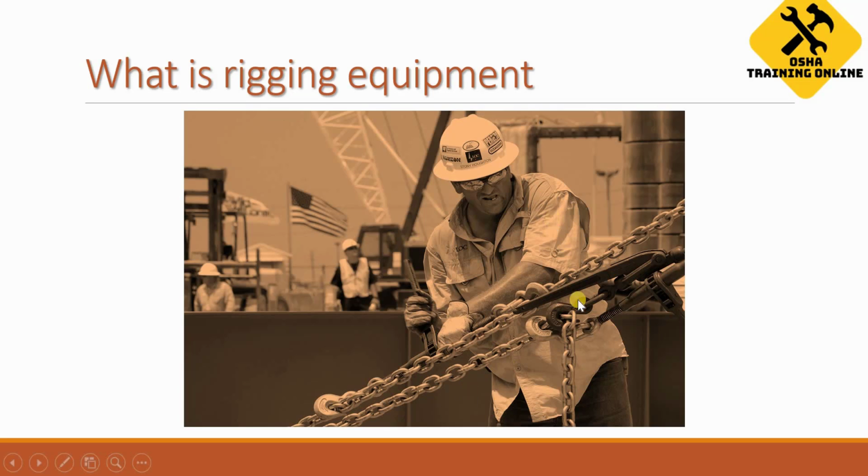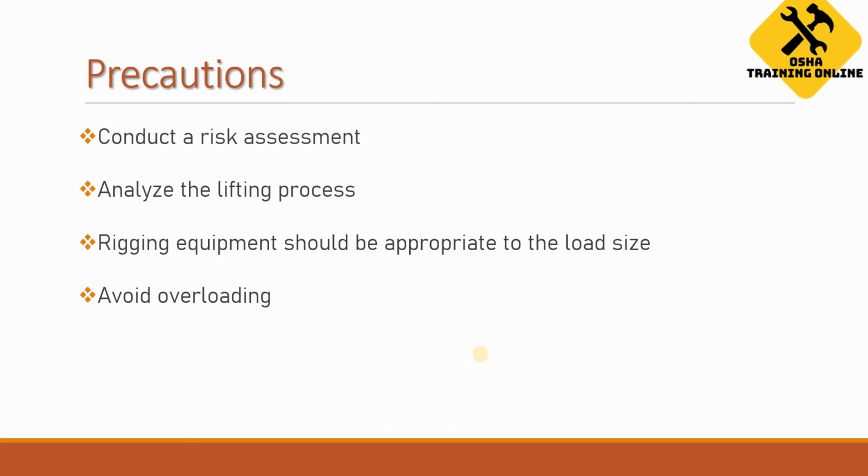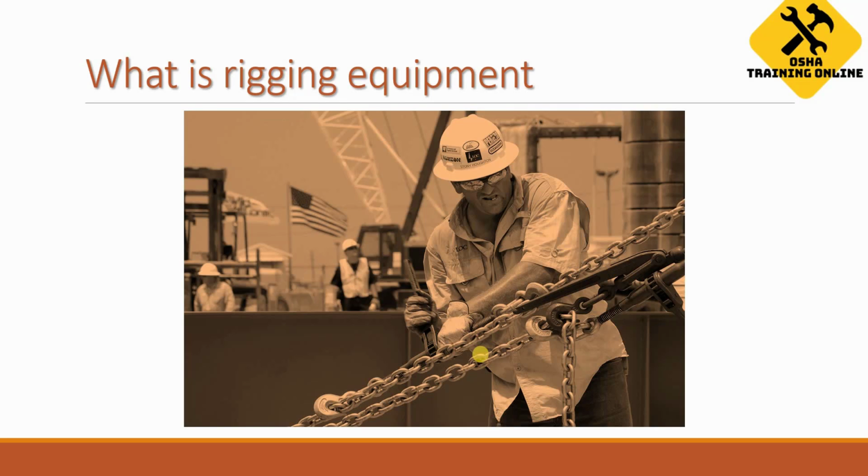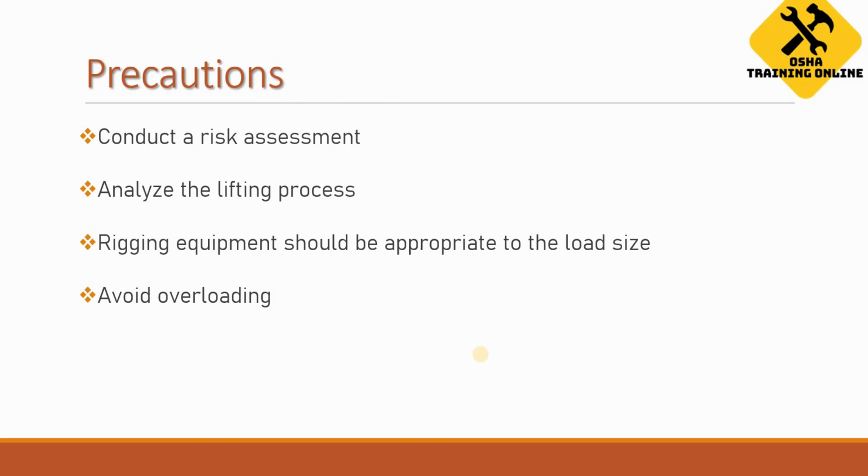As you can see in the picture, this is a chain sling, so it is used to lift some material, or it may also be used to hold a heavy material. So let's now jump to the different kinds of precautions while using rigging equipment in safety.